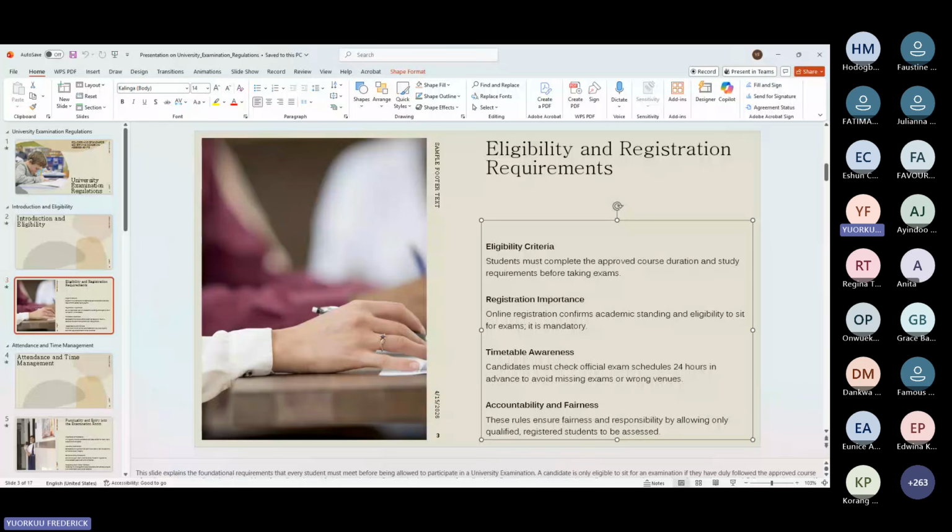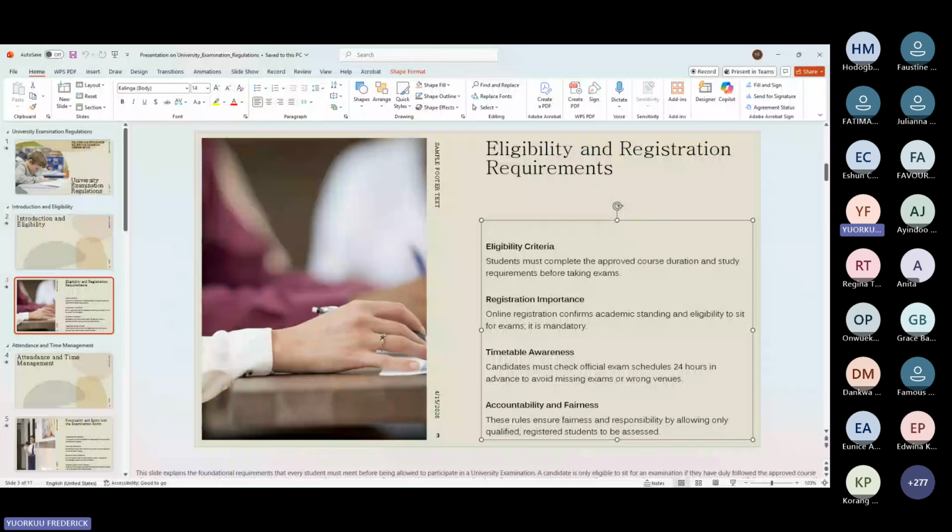Timetable awareness. We've already sent out a timetable, and every semester, what we do is we first come out with the provisional examination timetable. The provisional exam timetable is supposed to just bring the awareness to students that examination is drawing nearer. So let us prepare. But we also expect students to check the provisional exam timetable.